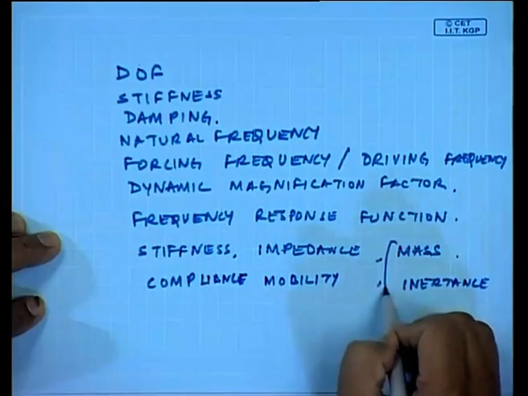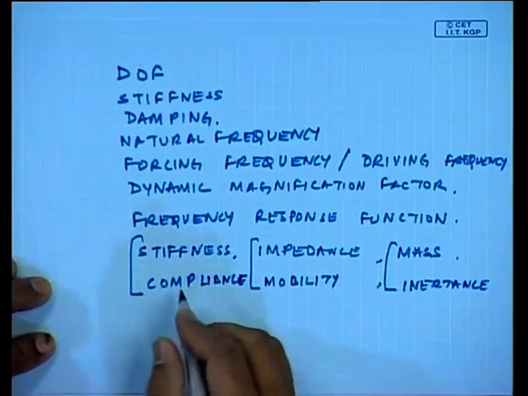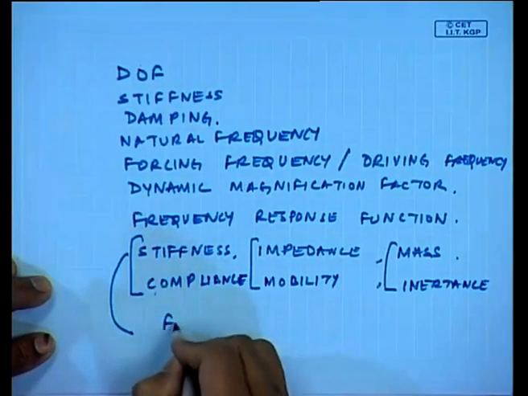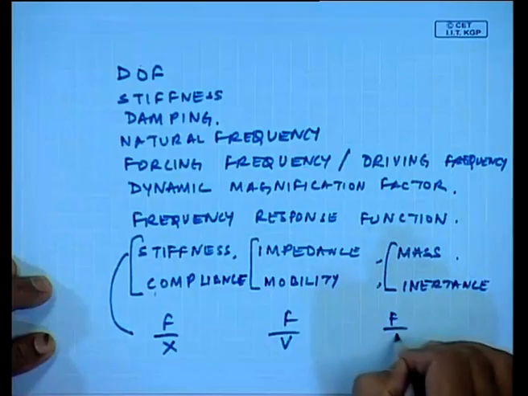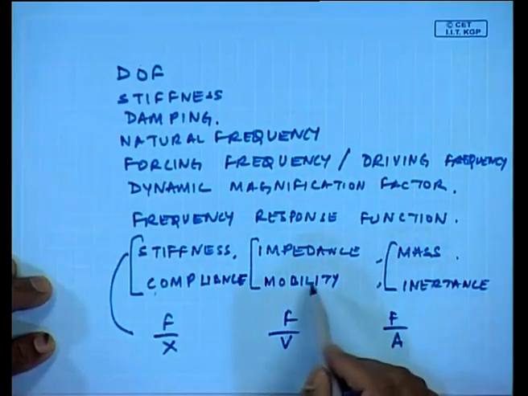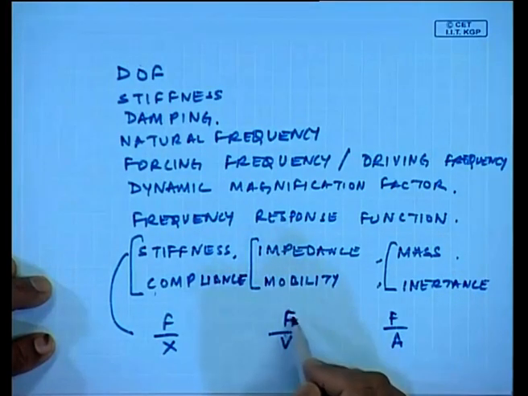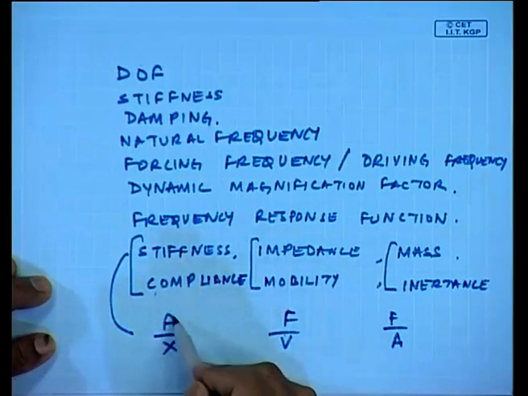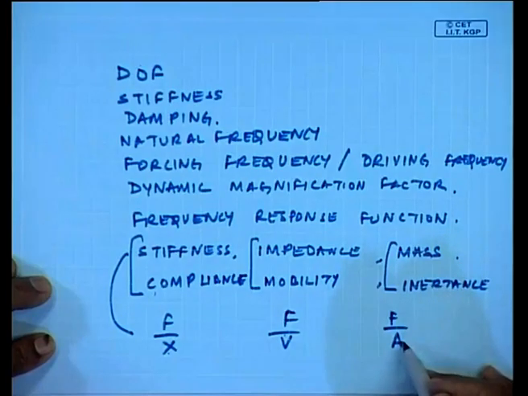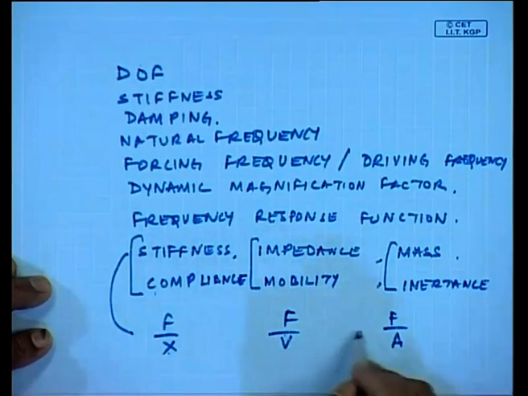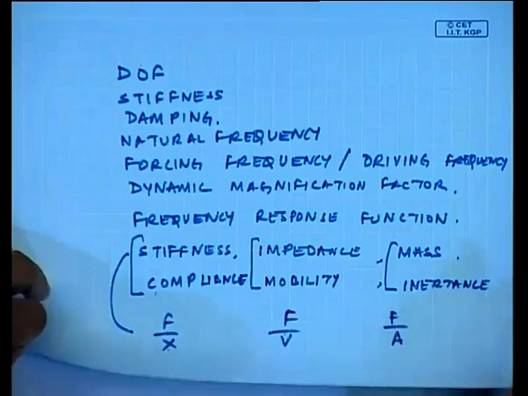So, one is the reciprocal of the other. If I was going to write the first one, this will be force by displacement, this will be force by velocity, and this will be force by acceleration, and the inverse of it is mobility. So, impedance is force by velocity, mobility is velocity by force, stiffness is force by displacement, compliance is displacement by force, mass is force by acceleration, inertance is acceleration by force. So, these are the 6 quantities which are there, and then this can be measured, estimated, and so on.